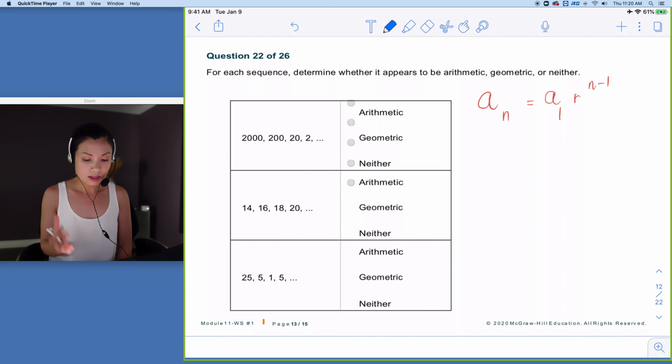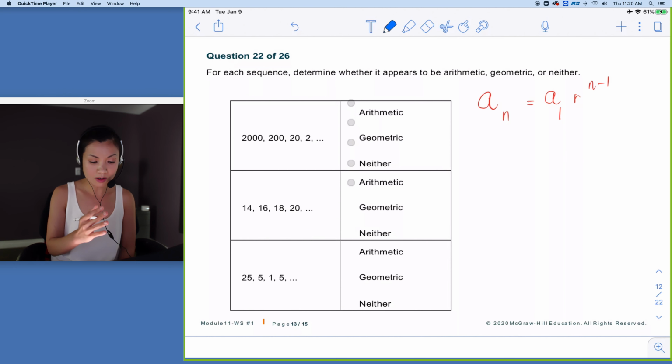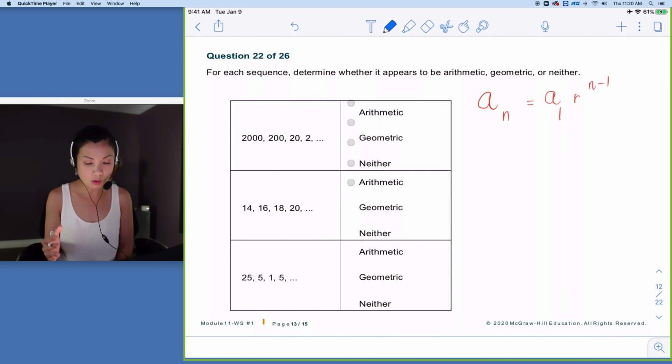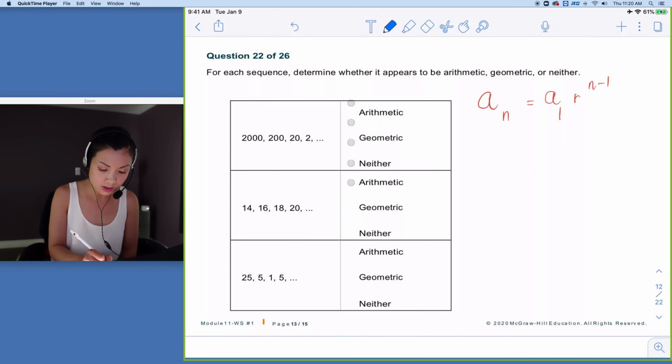Same thing. This one, how do we figure out whether we have arithmetic, geometric, or neither? So you see 2000, and then we have from 2000 to 200 to 20 to 2. What you see is if we keep multiplying by 1/10, we're going to get the next term, right? So this one is geometric.